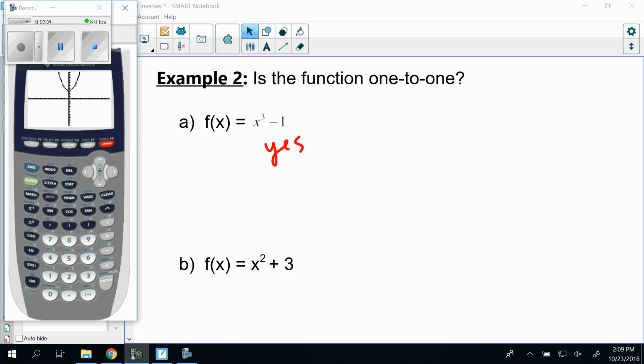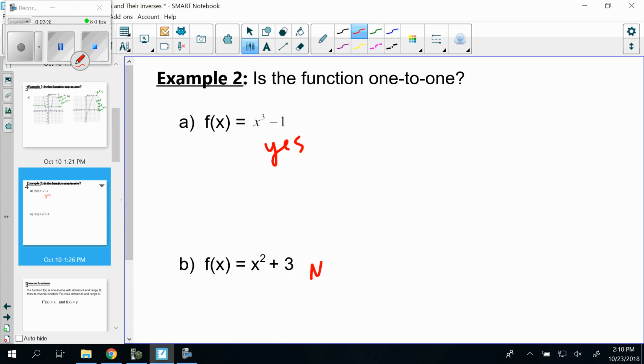Does it pass our vertical line test? Yep, it is a function. Is it a one-to-one function? No. If you look at a horizontal line here, it hits 2 times. So this one is not a one-to-one function.